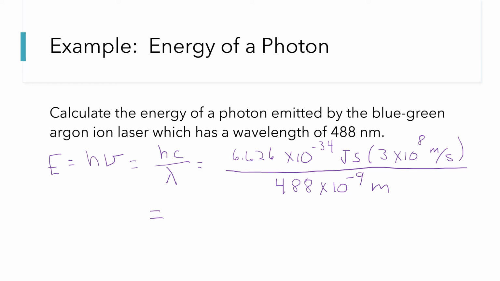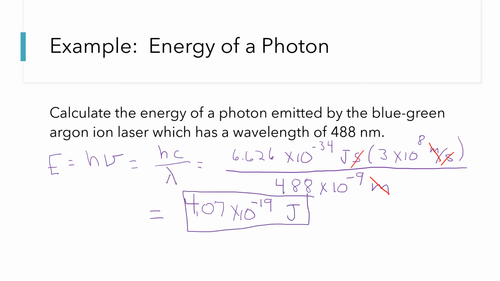All right, let's see if you already beat me through this calculation. We've got 6.626 times 10 to the negative 34 times 3 times 10 to the 8th divided by 488 times 10 to the negative 9. And my calculator is telling me that that is 4.07 times 10 to the negative 19. Now, in terms of units, seconds canceled out with divide by seconds, and meters in the top canceled out with meters in the bottom. So the only unit that I am left with now is joules. So 4.07 times 10 to the negative 19th joules.